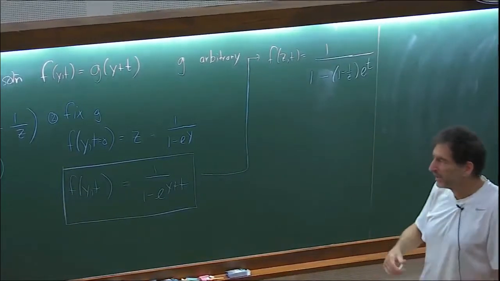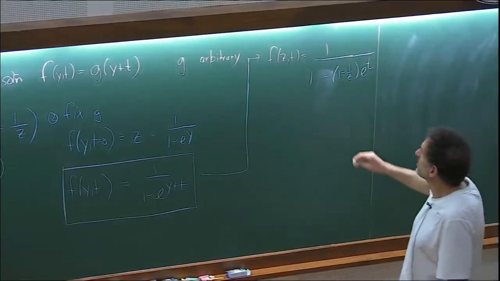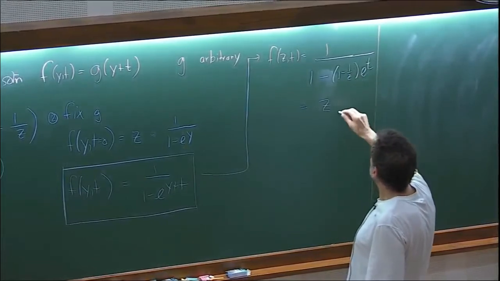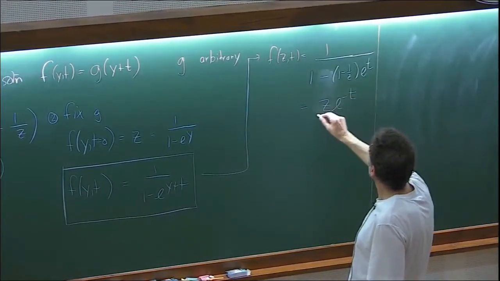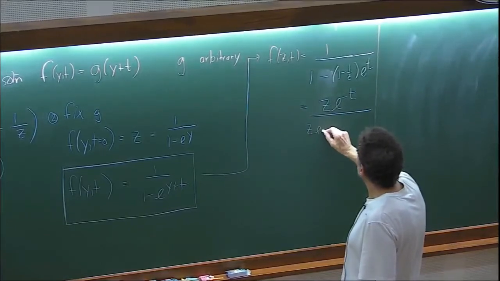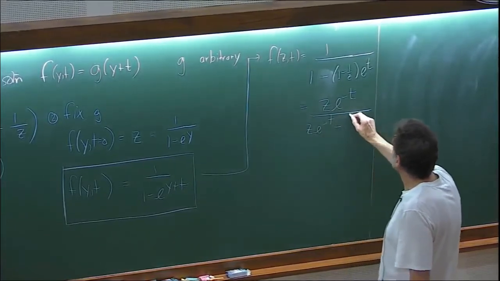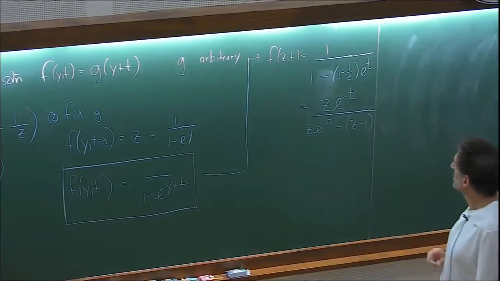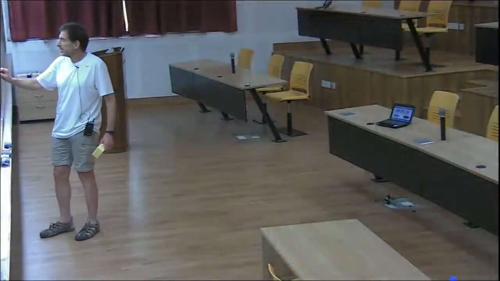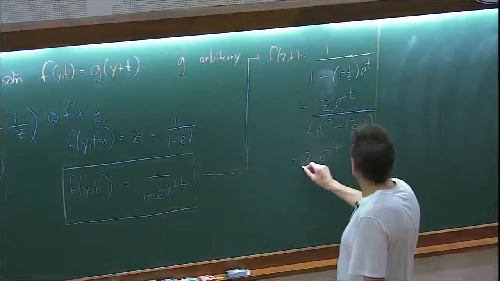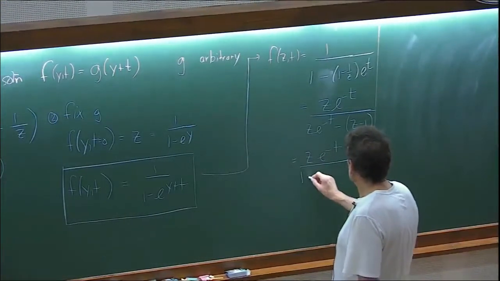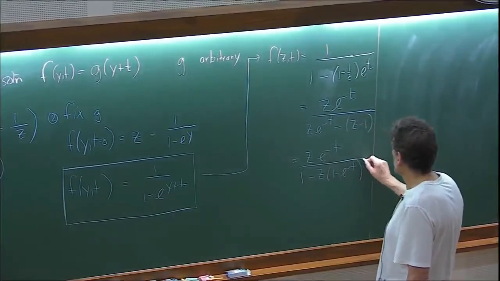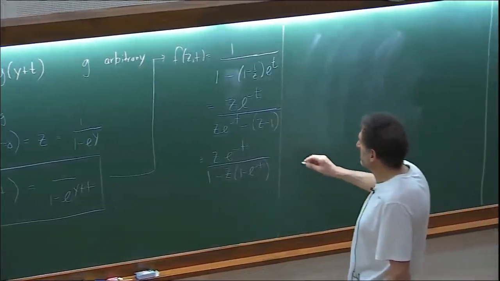And now let me manipulate it a little bit to make it into a form that I can expand in a power series. Let me multiply through by z. Let me also multiply through by e to the minus t. So z e to the minus t in the numerator. Down here I'll have z e to the minus t minus z minus 1. And I'll write this as z e to the minus t over 1 minus z times 1 minus e to the minus t. And now this is easily expandable in a power series.